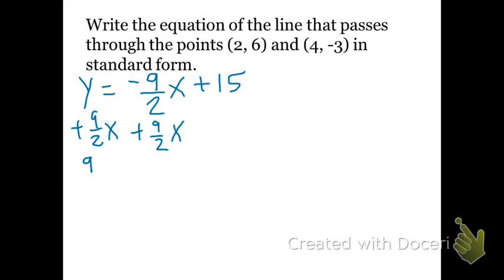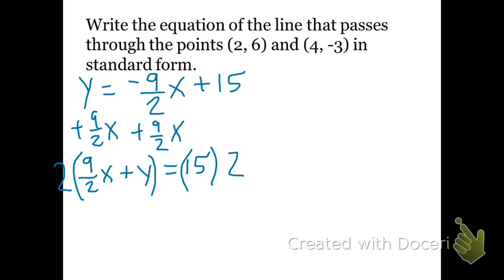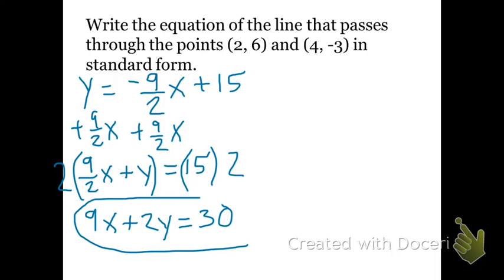And we would get 9 over 2 x plus y equals 15. So this is pretty close to being in standard form, except one of our coefficients is a fraction. To get rid of it, we're going to multiply both sides of the equation by the least common multiple of the denominators of those fractions. So there's only one fraction, it has a denominator of 2, so the least common multiple of just 2 would be 2. So we're going to multiply both sides of the equation by 2. So when we distribute that 2, it becomes 9x plus 2y equals 30. And that's how we write the equation in standard form.